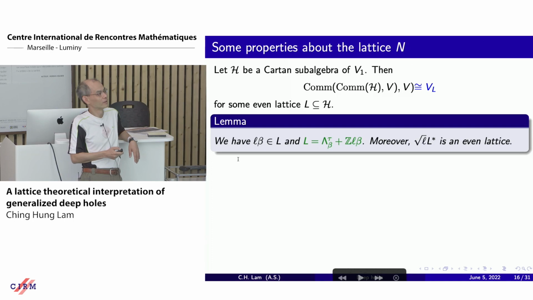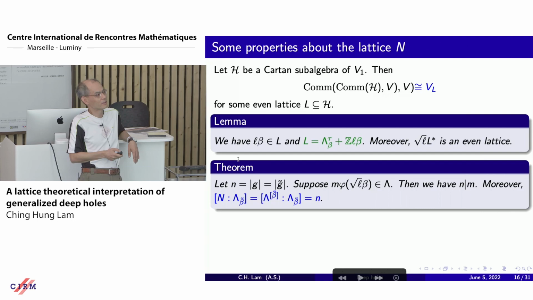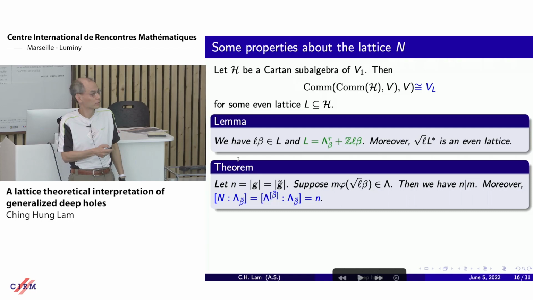Now very quickly you can see that if I take the dual lattice of L and then take the square root of L, this will be an even lattice. Even more, you can see the index of this N with this fixed point lattice is N. N is the order of G. I should forget about the N tilde, it's just G.